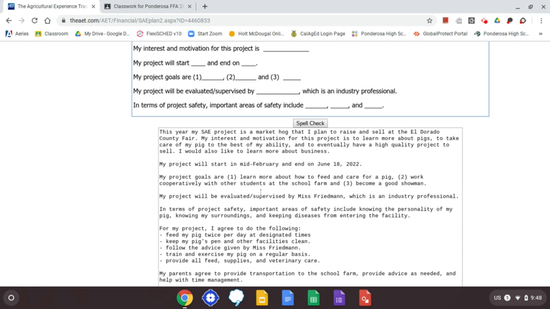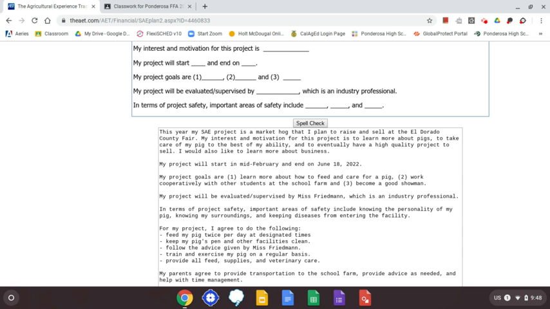The next question is about project goals, and it asks for 3 up here in our template. So write 3 goals. My project goals are: number 1, learn more about how to feed and care for a pig. Number 2, work cooperatively with other students at the school farm. And number 3, become a good showman.